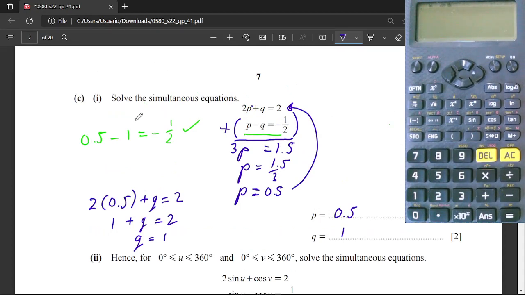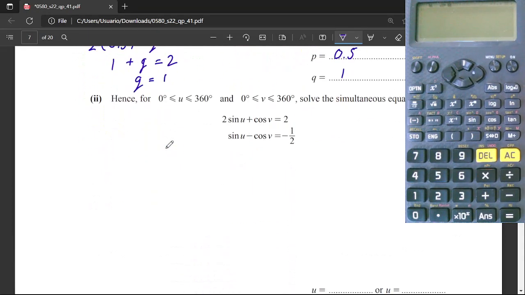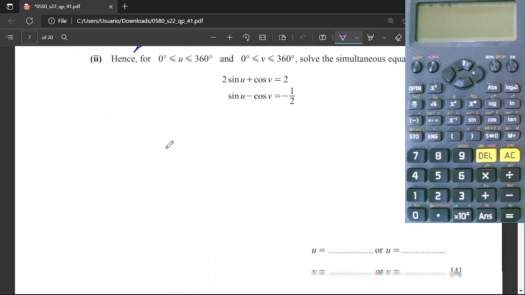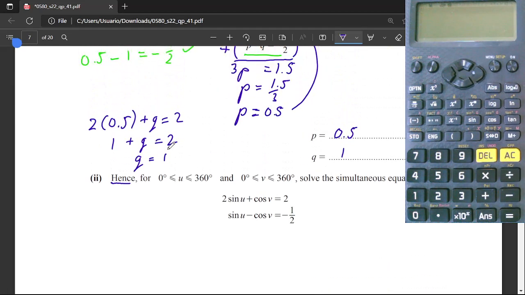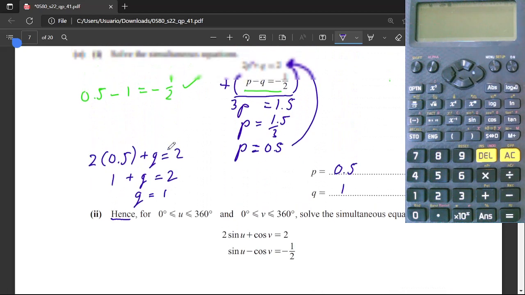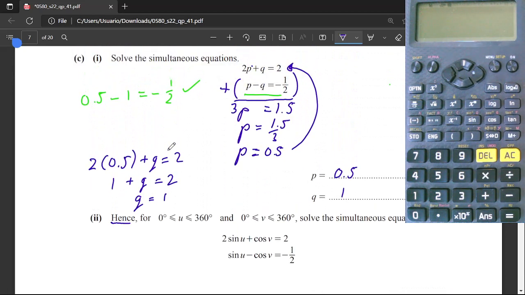Question 3c part 2. Right, and the first thing that throws my students off is that word hence. If you're not a first language speaker of English, it might be a bit strange. Hence just means therefore, meaning it connects to the previous questions. Use the previous question to answer this one. Hence, therefore, thereafter.